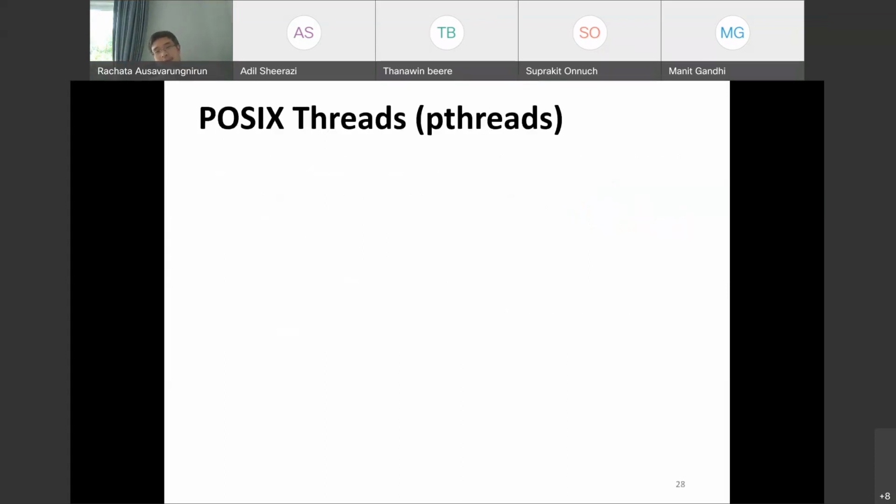Before Rust, before the dawn of parallel programming, these days you have OpenMP, you have Rust, you have Scala, you have GPU. Before that, there's this thing called POSIX threads. Anyone know what POSIX stands for?